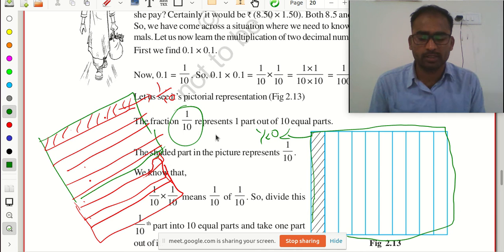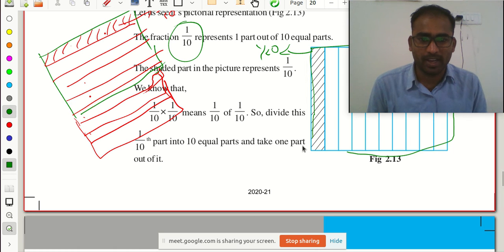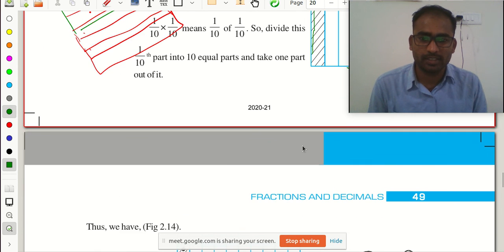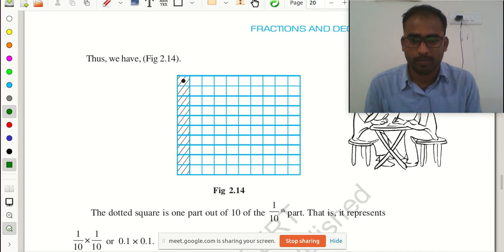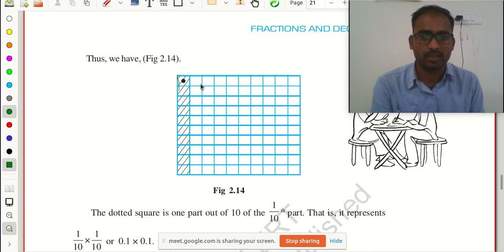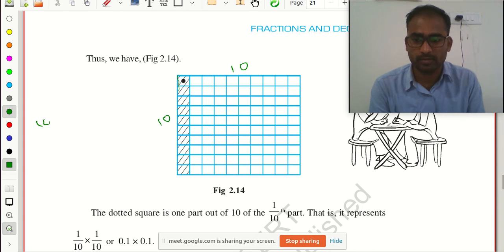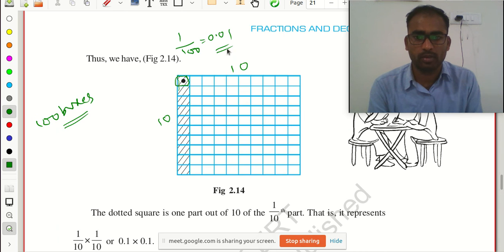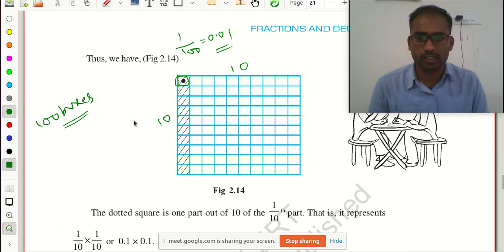I need to multiply this. If I multiply this now, what will I get? 1 by 100th. How is that portion obtained? If I multiply these two rectangles, I will get this square. In this box, we will be having 100 boxes: this side 10 boxes and this side 10 boxes. Each small box has a value of 1 by 100. This is 0.01. Clear? This is the concept behind this.